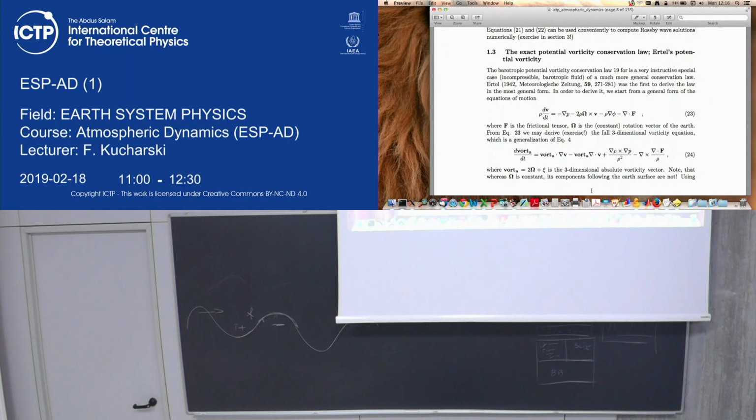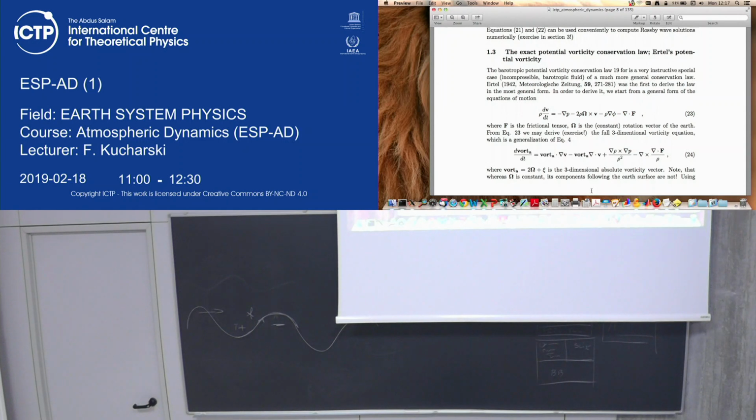It's a very generic potential vorticity conservation law following the motion. That's the powerful thing about this. This is a conservation law following the air motion. It's a very, very interesting conservation law. It's not just a global conservation law, but one where we follow the motion. So the derivative goes like this.